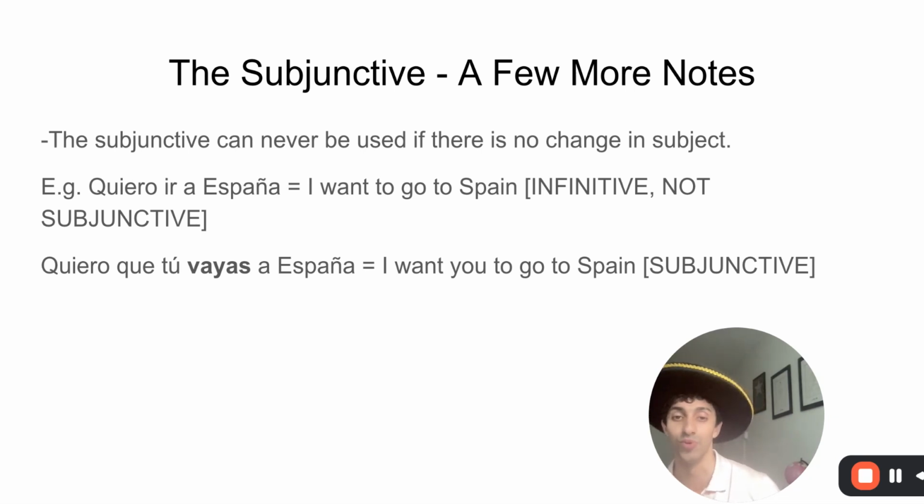The reason why you use the subjunctive in the second example, unlike the first, is because I am the one who wants, who's doing the wanting, but you are the one who would go to Spain. So there's a change in subject. The subject of the first verb is I. The subject of the second verb, though, is different.